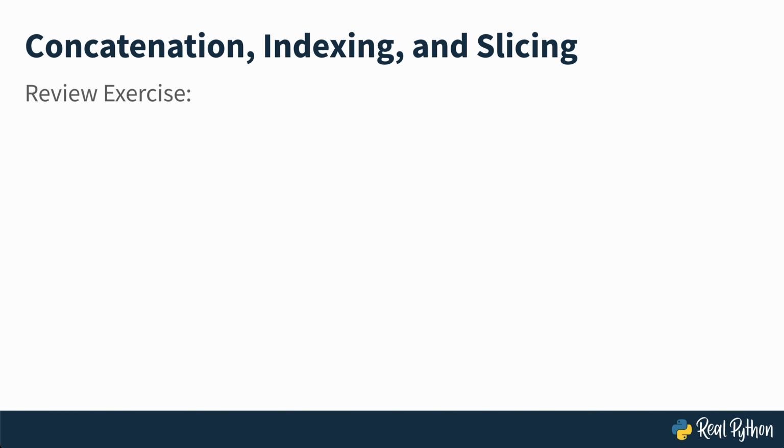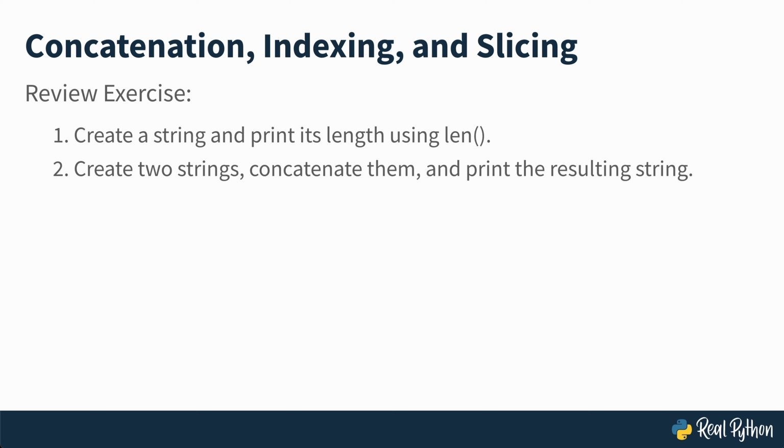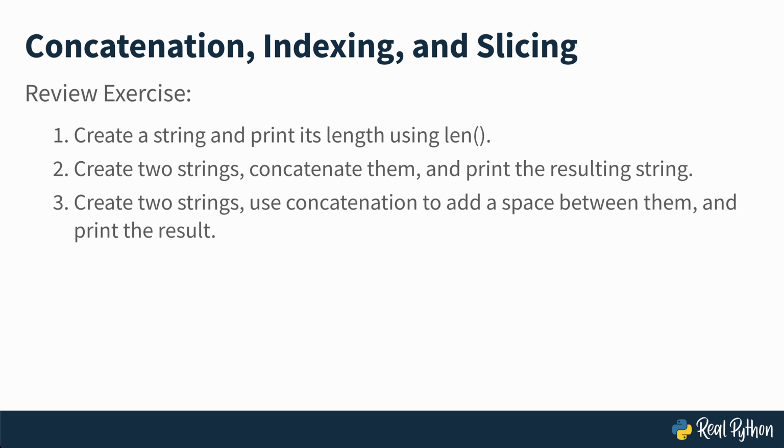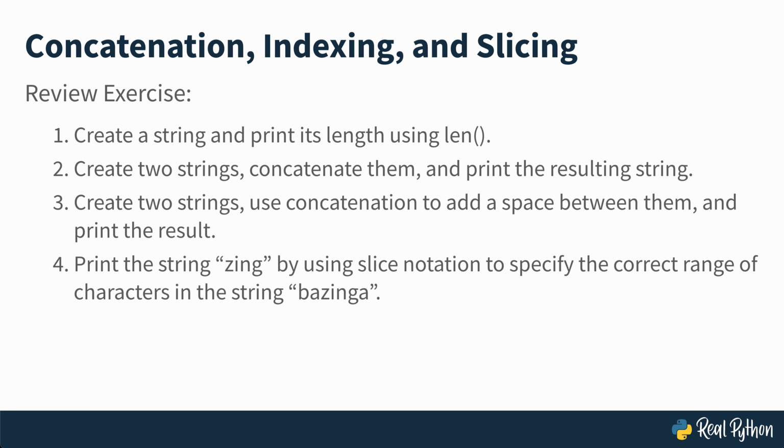It's time for you to practice what you've learned this lesson. Here are a few review exercises to try. Create a string and print its length using the built-in len function. Try creating a couple strings and concatenate them and then print the resulting string. Create 2 strings, use concatenation to add a space in between them and print out the result. Print the string zing by using slice notation to specify the correct range of characters in the string bazinga.